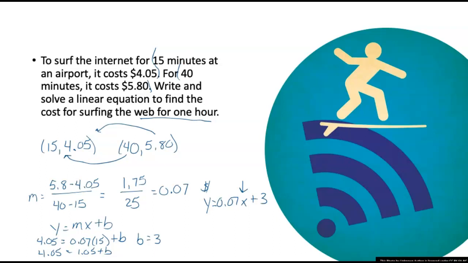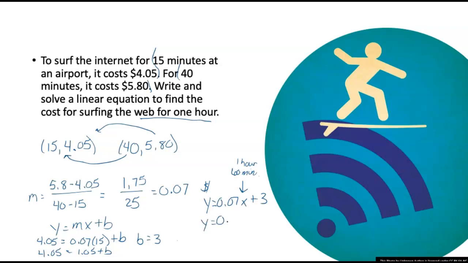Our slope was determined off of minutes. This is 0.07 per minute. So if I want to do minutes, I can't put 1 in. 1 hour is not going to work. Because then it's going to say that I only spent $3.07 for 1 hour, and that won't make sense. 15 minutes costs $4.05. So hopefully you're thinking, well, why don't we just put in 60? And that's exactly right. That's all we need to do is put in 60.